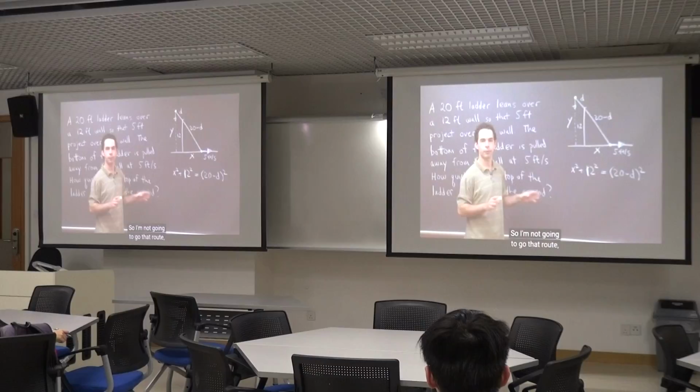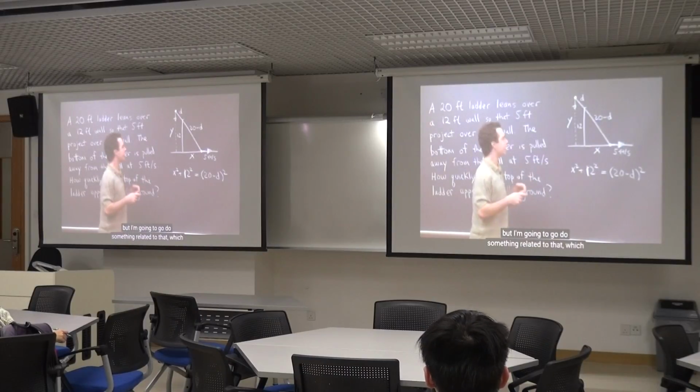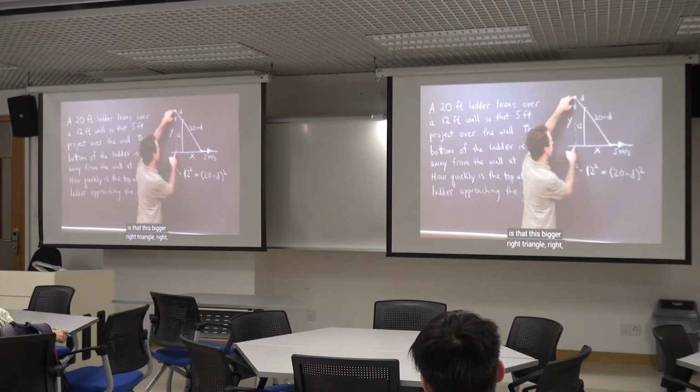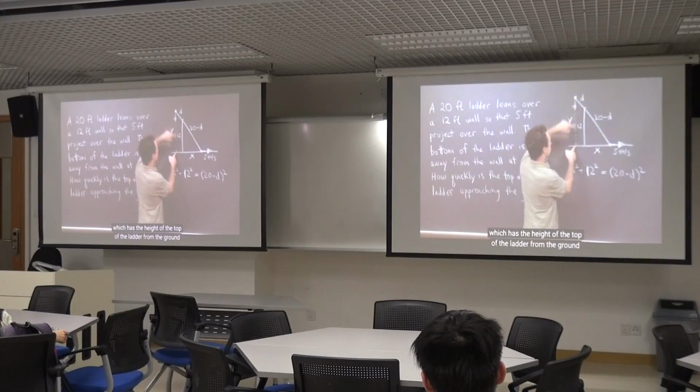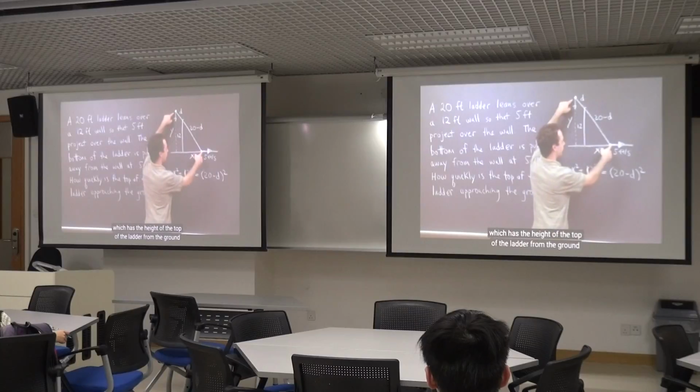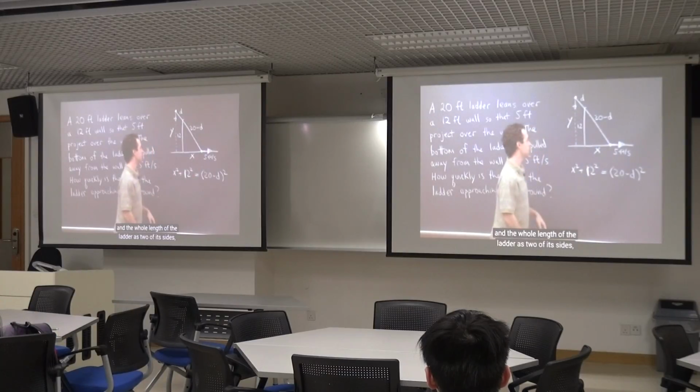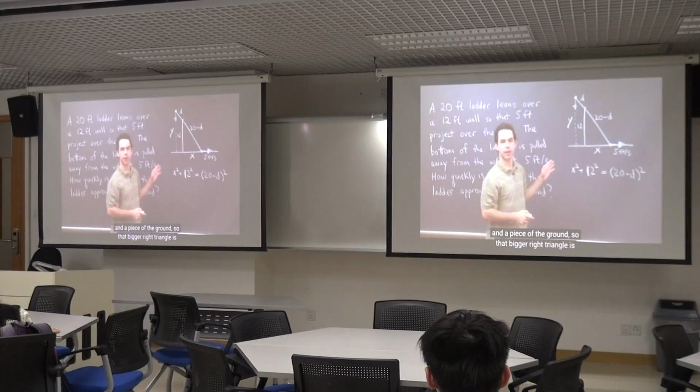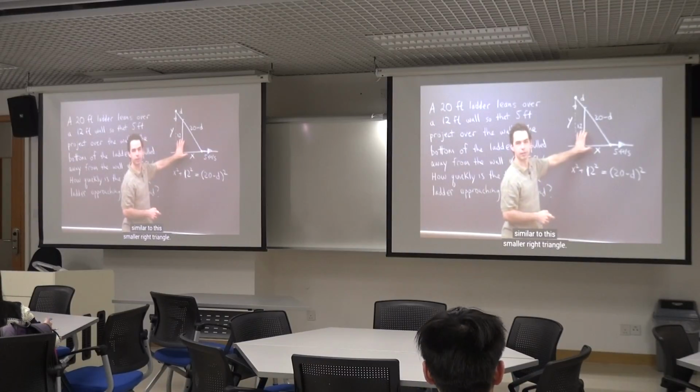So I'm not going to go that route, but I'm going to do something related to that, which is that this bigger right triangle, which has the height of the top of the ladder from the ground and the whole length of the ladder as 2 of its sides and a piece of the ground. So that bigger right triangle is similar to this smaller right triangle.